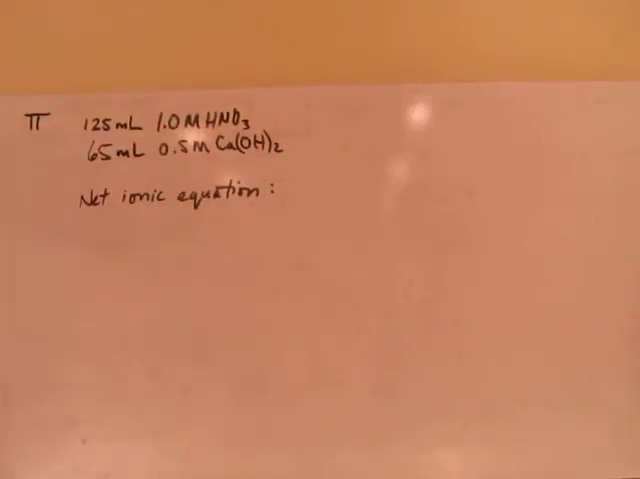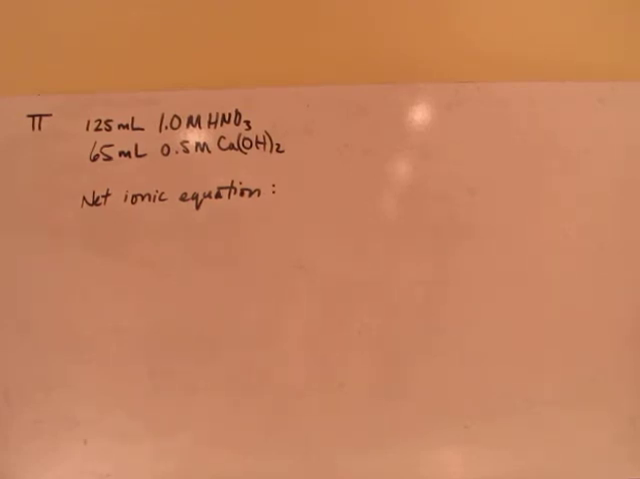Hello. So we're looking at problem pi on the worksheet, and you're starting with 125 milliliters of 1.0 molar nitric acid and 65 milliliters of 0.5 molar calcium hydroxide. What you should recognize is that the nitric acid is a strong acid, the calcium hydroxide is a strong base.